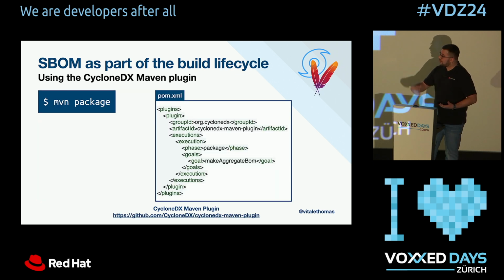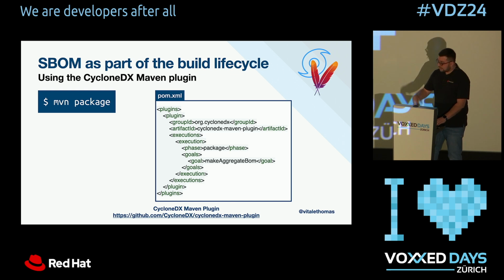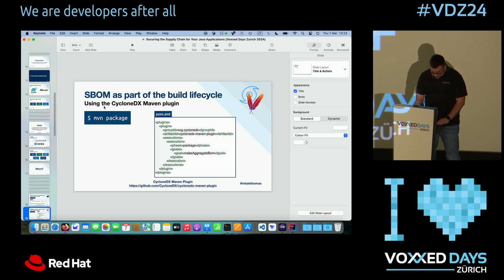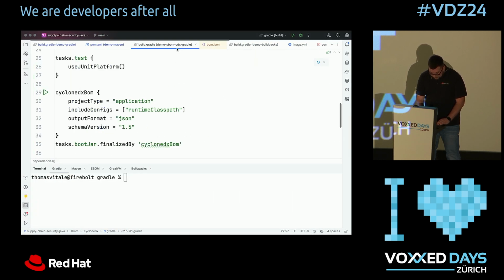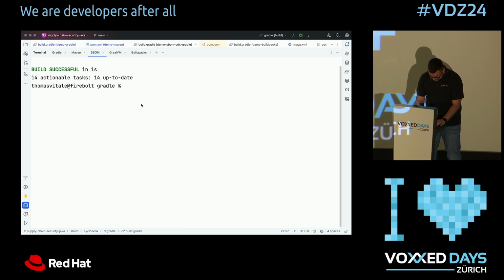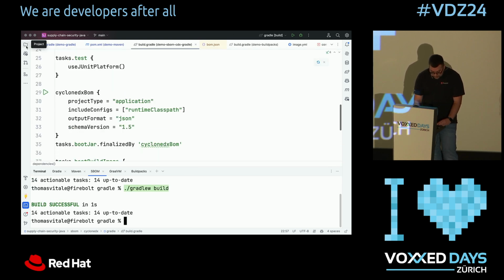So it's a pretty accurate result that you can use in different use cases. And for Maven, there's something similar, still the CycloneDX official plugin, and you can make it part of your package goal. All right, let's have a look. So I can just build my project with Gradle build or Maven package, and then I get an SBOM.